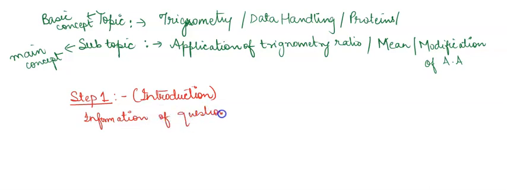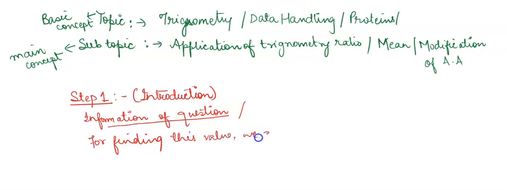That is also in your own language. You can't just put the same language in this step part if you are going for the introduction. And for example, in this part you have given the information of the question, and also you had said that for finding this value, we are using trigonometric identities.